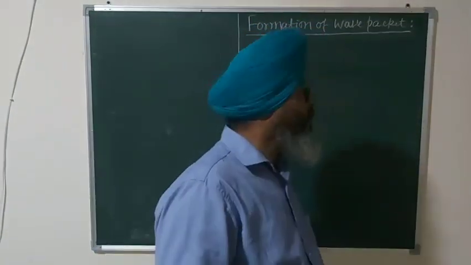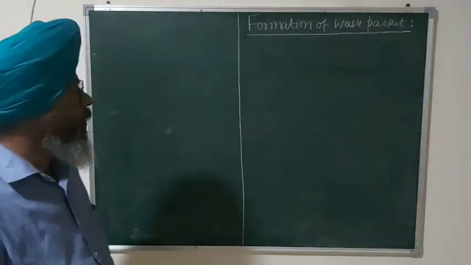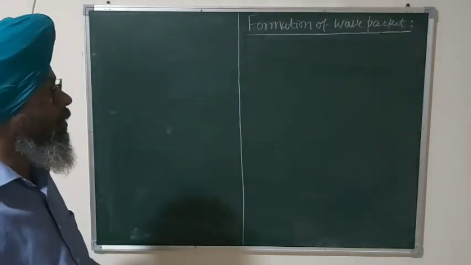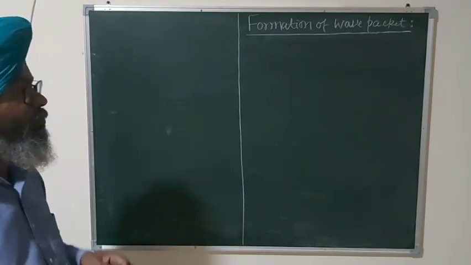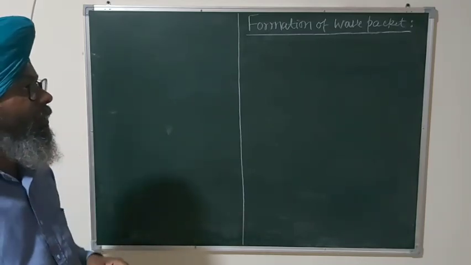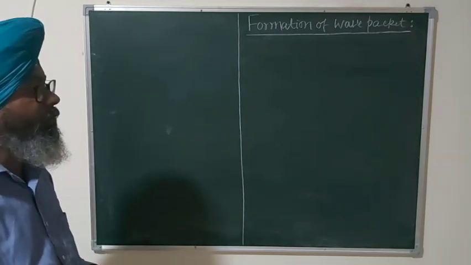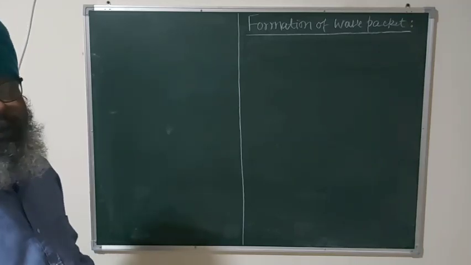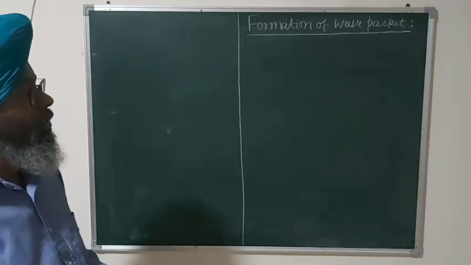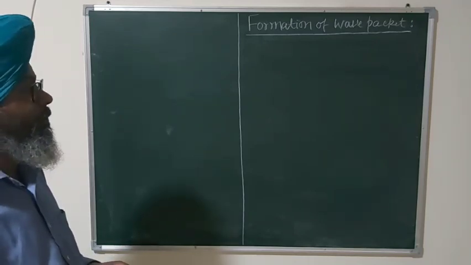So let us now discuss formation of wave packet quantitatively. Now, in lecture number 2 related with the de Broglie hypothesis, we conceptually understood that a wave packet is formed when a large number of de Broglie waves of different frequencies and wavelengths, traveling in different directions, of course, superimpose with each other.